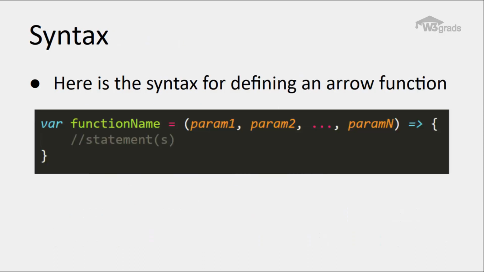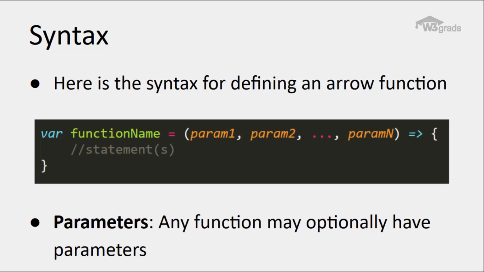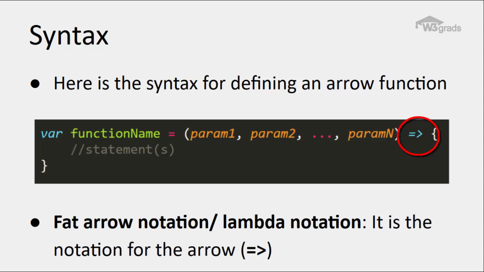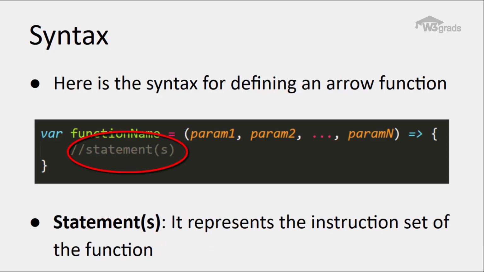Here is the syntax for defining an arrow function. In this syntax, you can see three parts to an arrow function or lambda function. The first part is parameters. These are optional, and any function may optionally have parameters. The second one is the fat arrow notation, or we call it the lambda notation. This is the notation for the arrow. The third part is the statements. It represents the instruction set of the function.